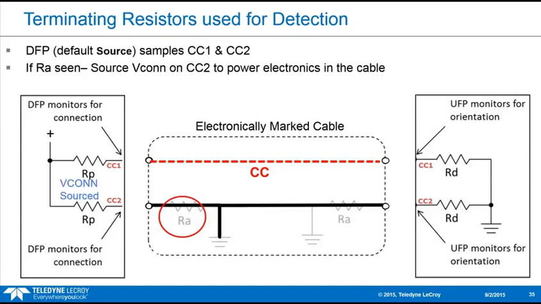Only after the two sides determine which line will be used as the CC channel, the DFP then applies power to Vcon. After waiting a required timing interval, it can now communicate with the cable itself.